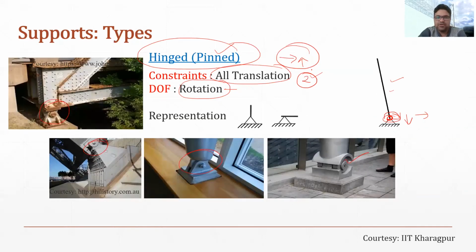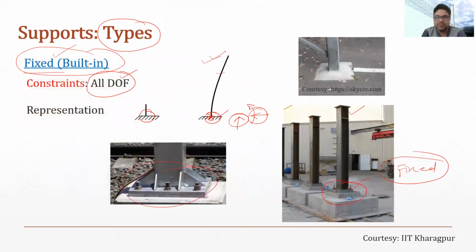Now the reactions offered by the fixed support will be 3. So all 3 degrees of freedom can be prevented by providing the fixed support. So it will provide 3 reactions, 1 vertical, 1 horizontal, and 1 reaction in terms of the moment.